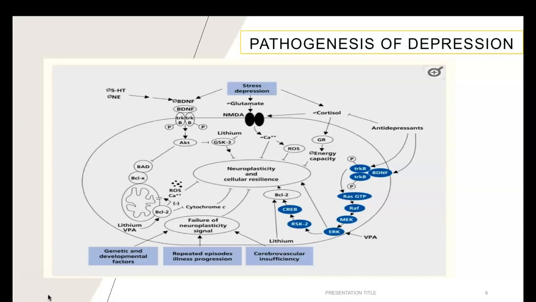On the other hand, stress and depression likely contribute to impairments of cellular resilience by a variety of mechanisms, which include reductions in the levels of brain-derived neurotrophic factors, facilitating the NMDA and non-NMDA receptors, and reducing the cell's energy capacity.